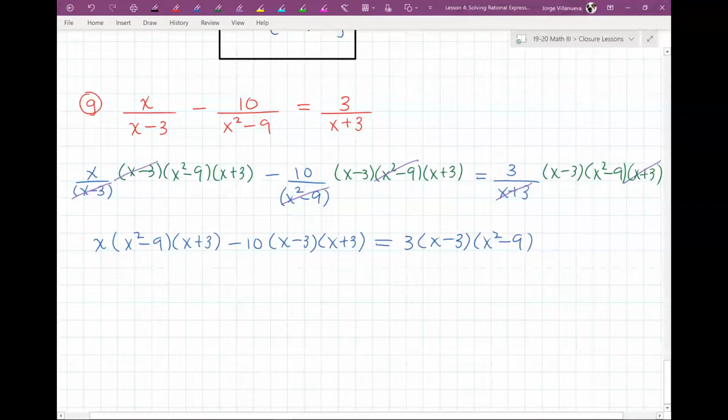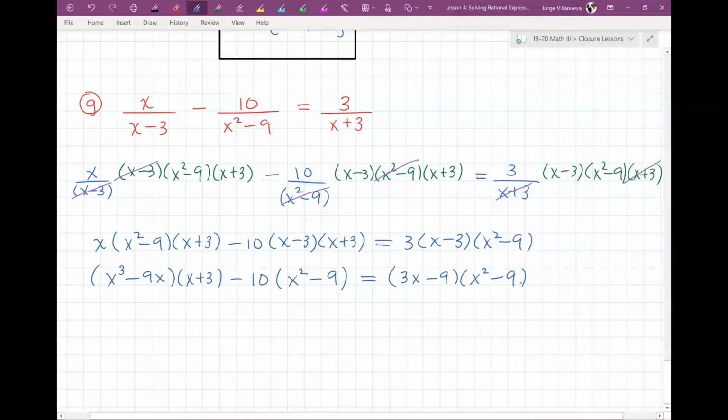All right, so let's multiply some stuff out here. So x times x squared, that's x cubed minus 9x times x plus 3. We'll do that stuff soon. Minus 10 times x minus 3 times x plus 3 is a difference of two squares. That's actually x squared minus 9. Okay, so that becomes that. And then over here, we're going to get 3x minus 9 times x squared minus 9.